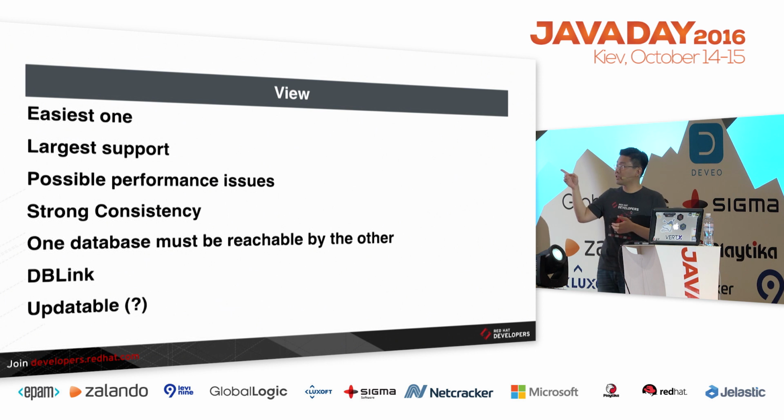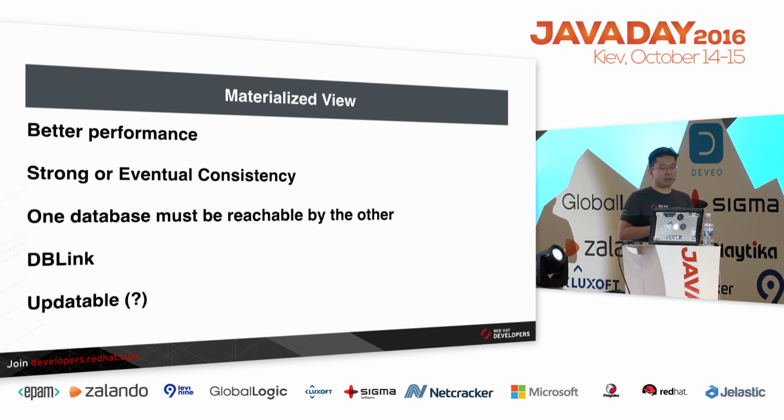So one of the advantages of using a view is that you can use strong consistency because you're just dealing with a view of your database. One database must be reachable by the other, which means if you're using Oracle, you need to use a DB link. And depending on your database, your view can also be updatable. Some databases have updatable views support, so it depends on the technology that you're using.